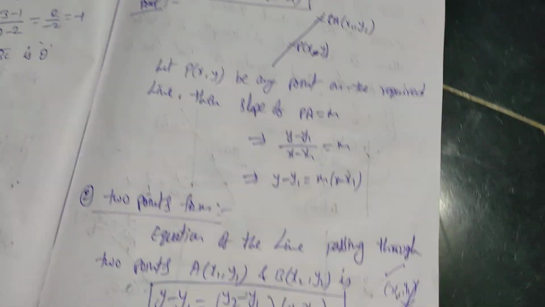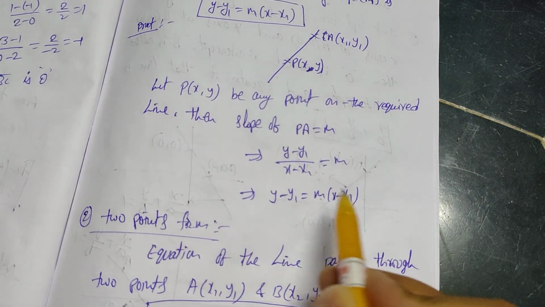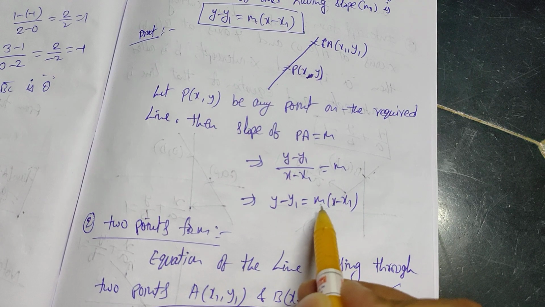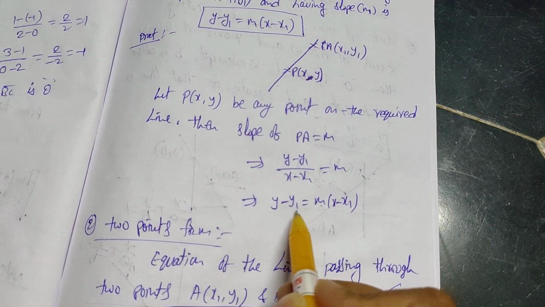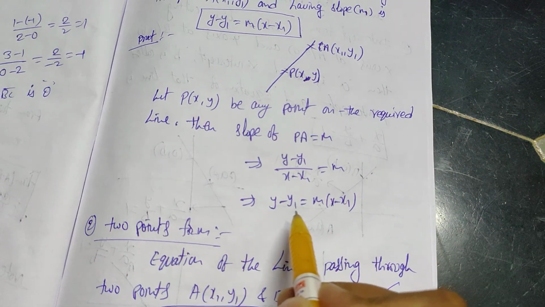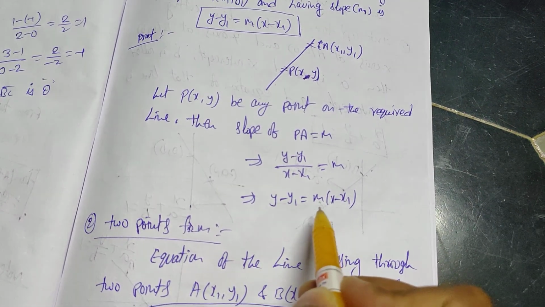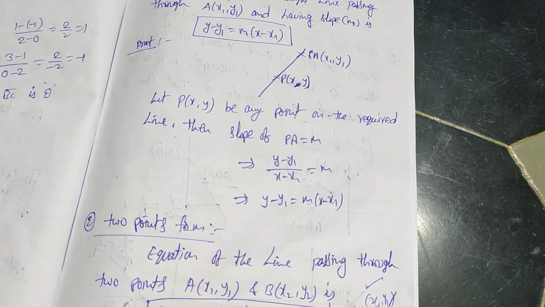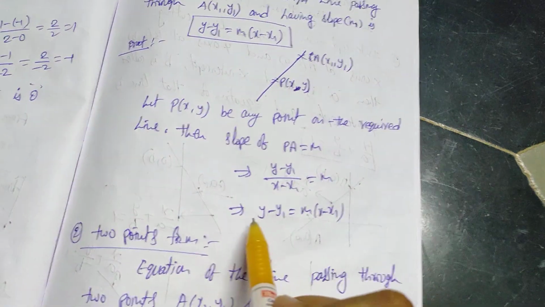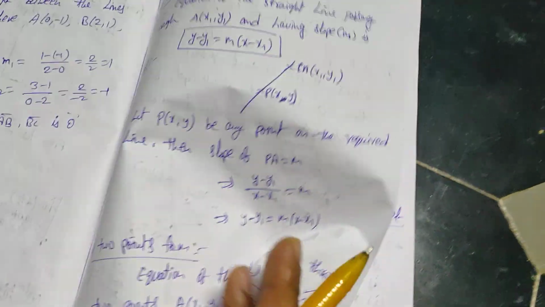If you substitute in this one, y minus y1 is equal to m of x minus x1. Slope of x-axis is 0. So 0 into anything is 0, and y1 is equal to 0, because on the line x-axis any point you can represent as some x1 comma 0 only. So here slope is 0. Already I told you slope of x-axis is 0 and slope of y-axis is undefined. Okay, so y minus 0 is equal to 0. So we can say y is equal to 0.